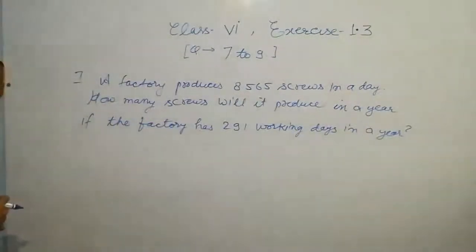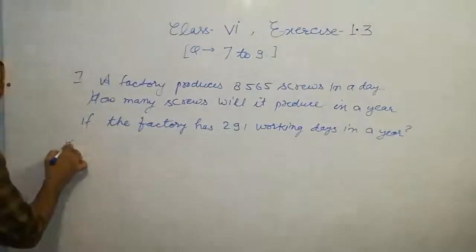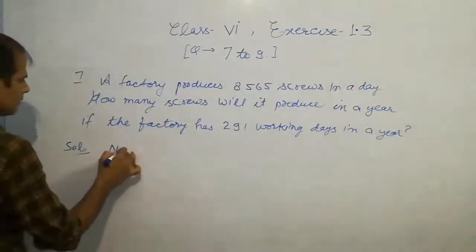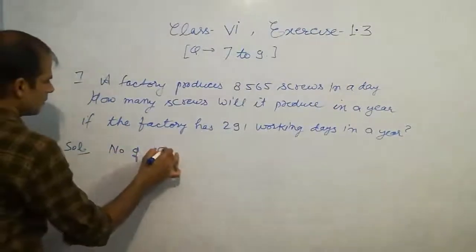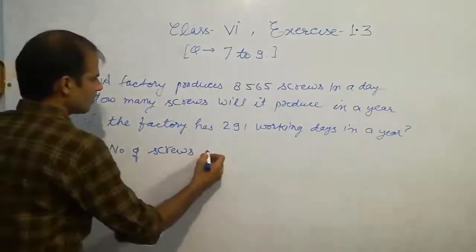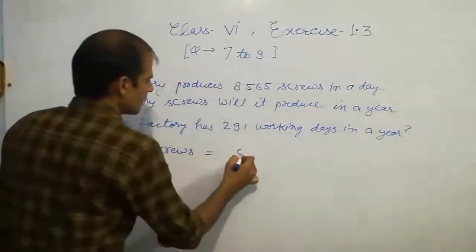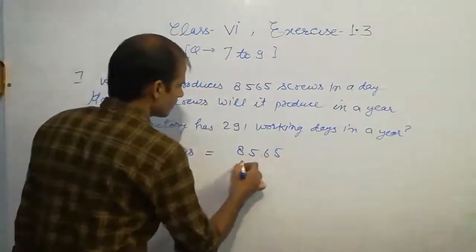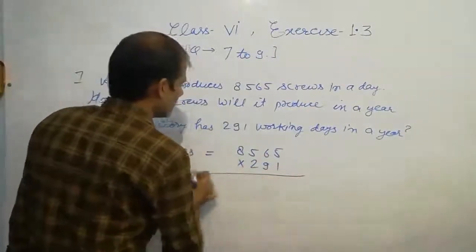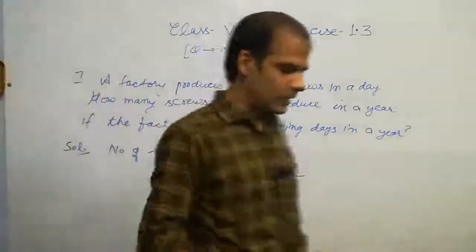Now the solution is, just multiply. Okay, write this statement, number of screws equals 8565 multiplied by 291. Okay, so the multiplication is much easier.